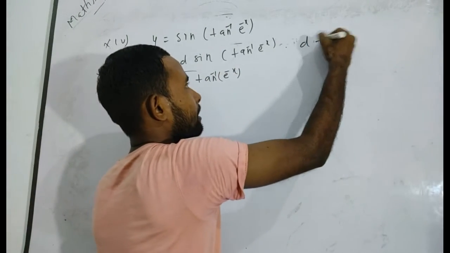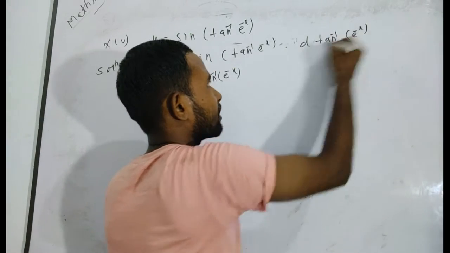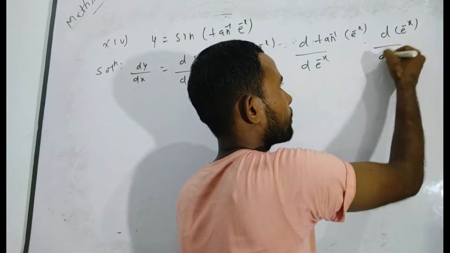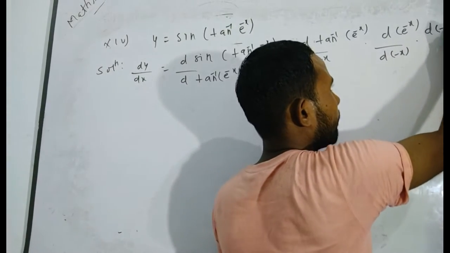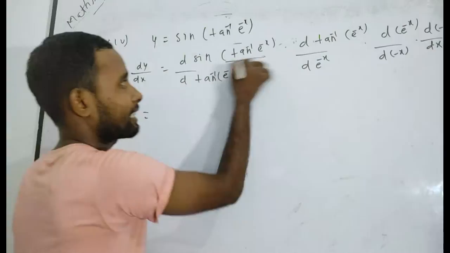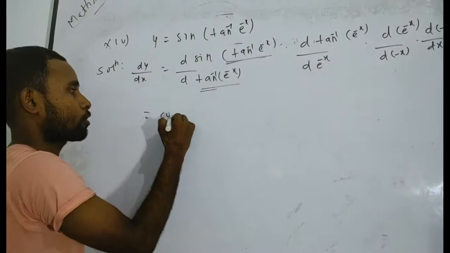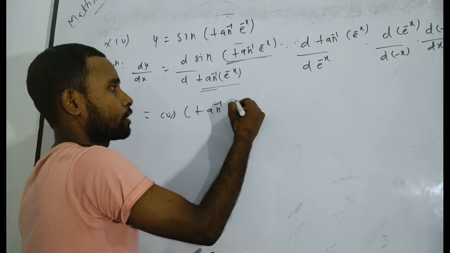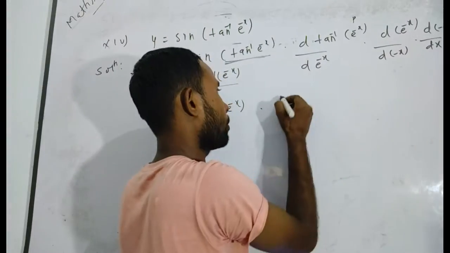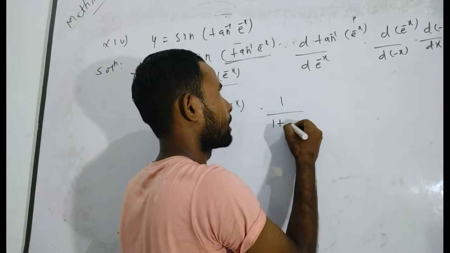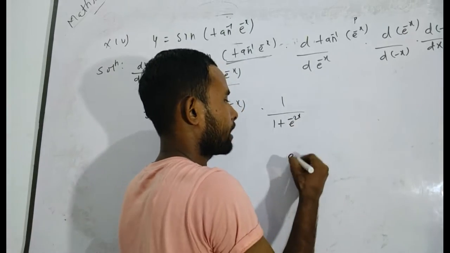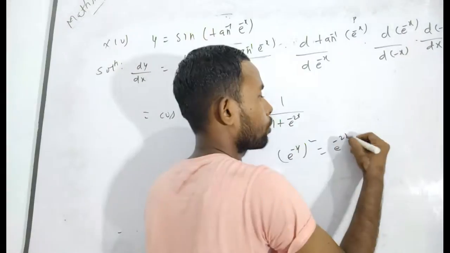Again, you have to differentiate tan inverse of e to the power minus x with respect to e to the power minus x. Again, you have to differentiate e to the power minus x with respect to minus x. Again, you have to differentiate minus x with respect to x. I think you understand very well. Derivative of sin theta with respect to theta will be cos theta, that means cos tan inverse e to the power minus x into the derivative of tan inverse p, suppose this is p. Tan inverse p with respect to p will be 1 upon 1 plus p square, that means e to the power minus x whole square, that means e to the power minus 2x.